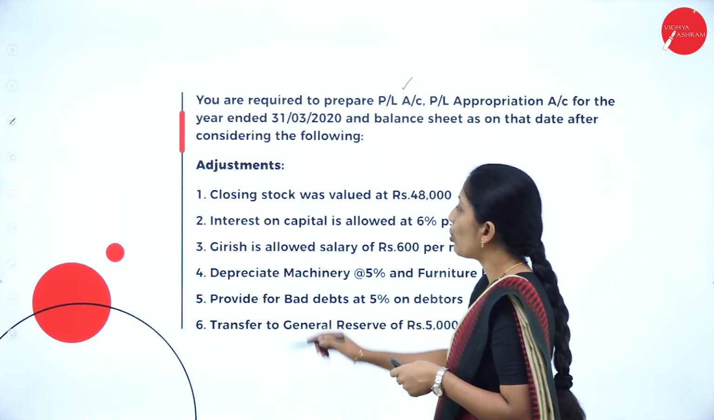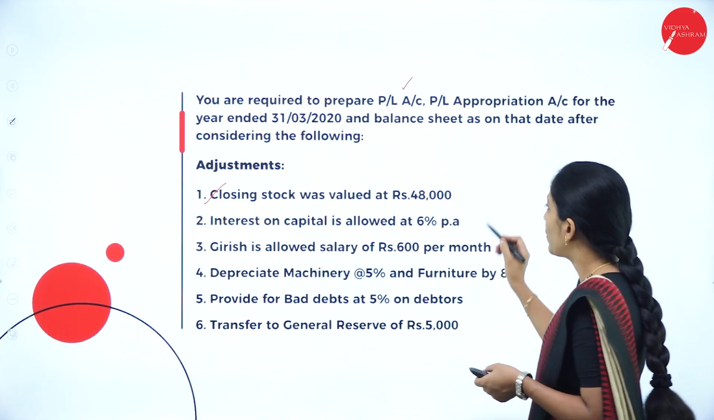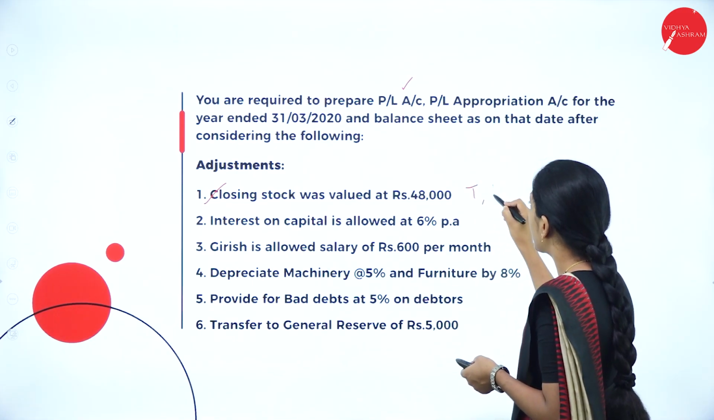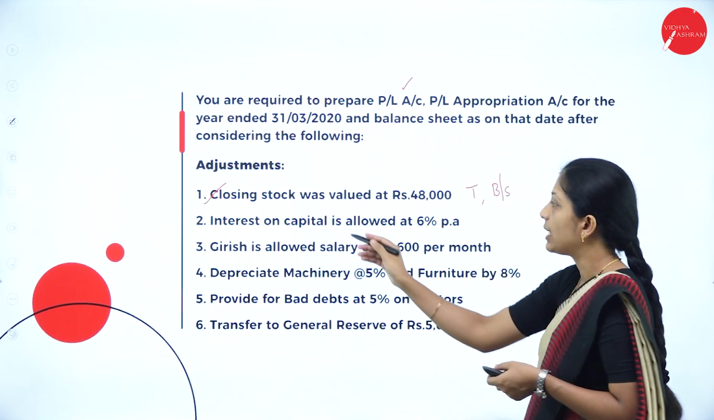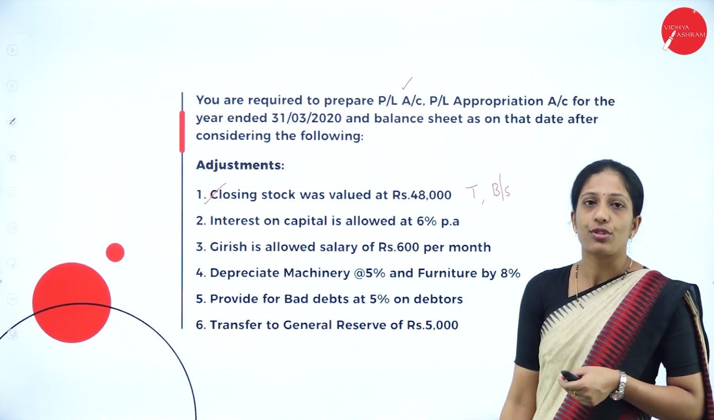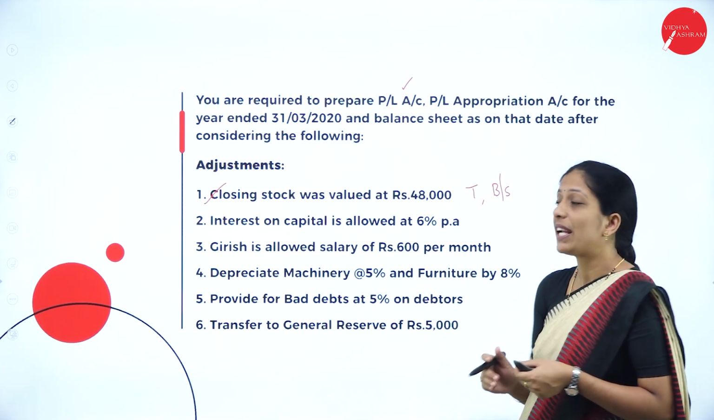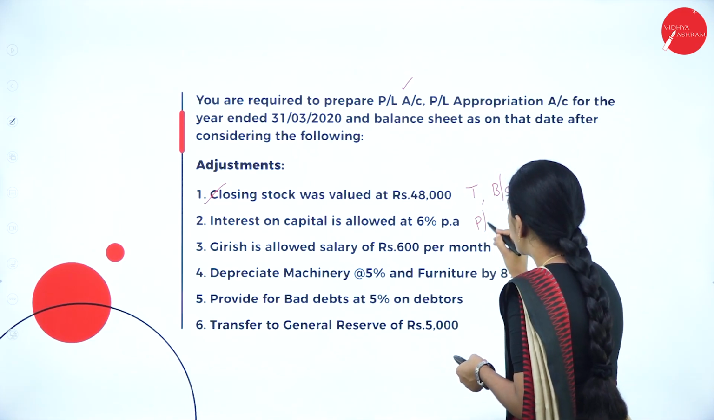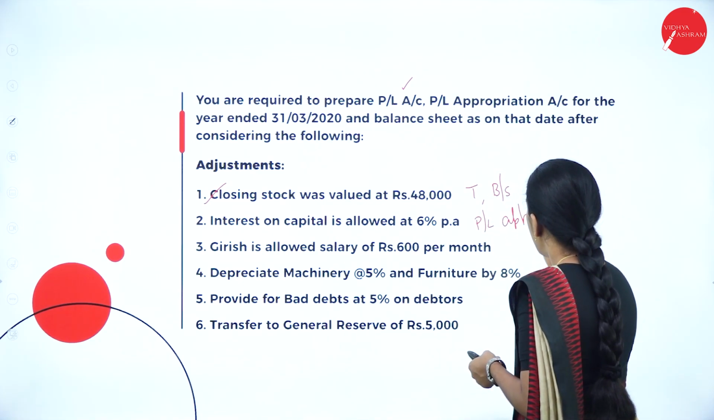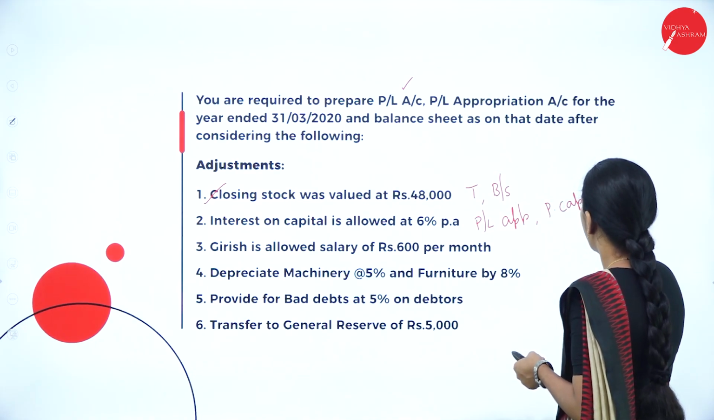So first one is closing stock was valued at rupees 48,000. So where do we record closing stock? Under trading account as well as under balance sheet. Interest on capital they have given. So where do we record this interest on capital? Interest on capital has to be recorded in your P&L appropriation account.